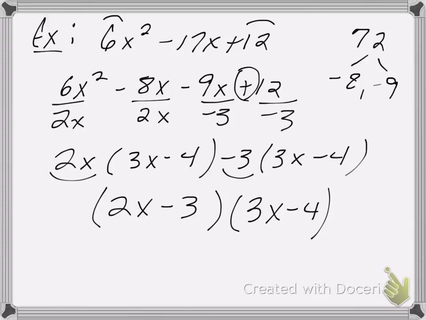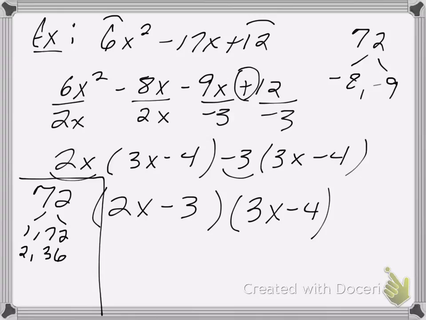We've already worked it, but just to show you the numbers, let me come down here in the bottom left corner and write this 72. What are all the things that multiply to 72? You've got 1 and 72, 2 and 36, 3 and 24, 4 and 18. I'm going to run out of room probably. 6 and 12, 8 and 9.